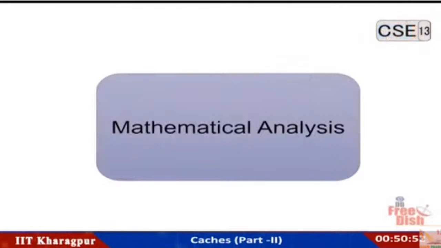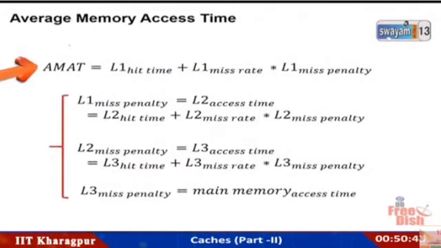Now that we have seen the design of the cache, let us do a little bit of mathematical analysis of the functioning of the memory system. So let us define the average memory access time, the AMAT. So the average memory access time is basically defined like this.